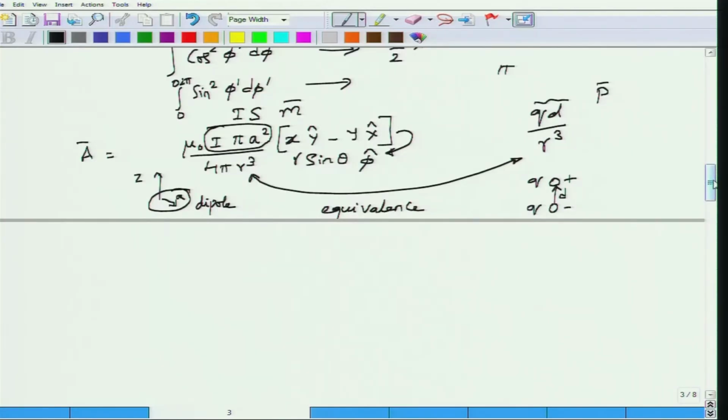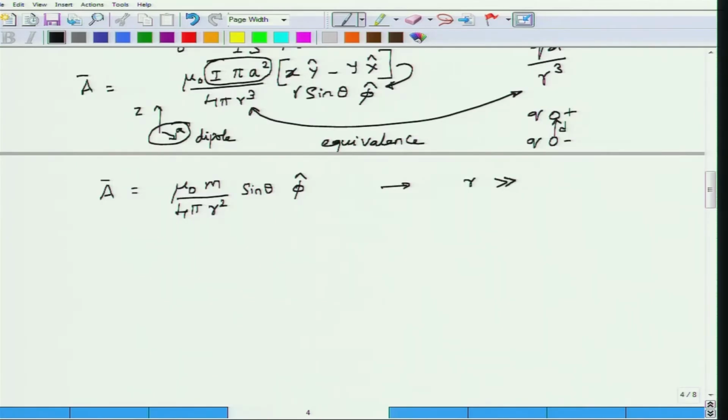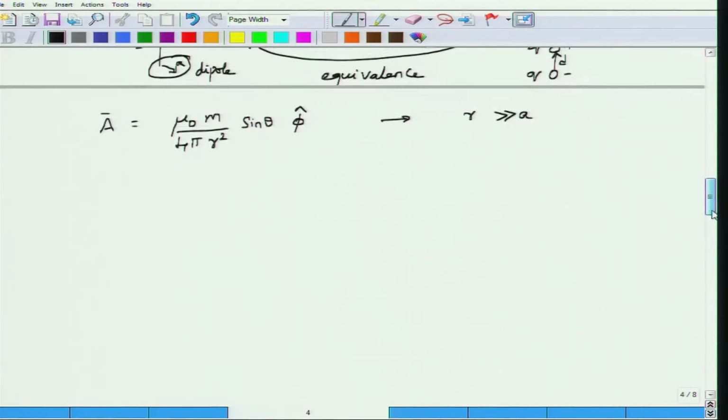So with that, the expression for the vector potential becomes mu 0 m, where m stands for the magnetic dipole moment given by I into S, the area of the circle multiplied by the current I, divided by 4 pi. Now because of this r, it becomes r square. So you have r square sin theta phi hat. This expression is valid when r is much larger than a, correct.